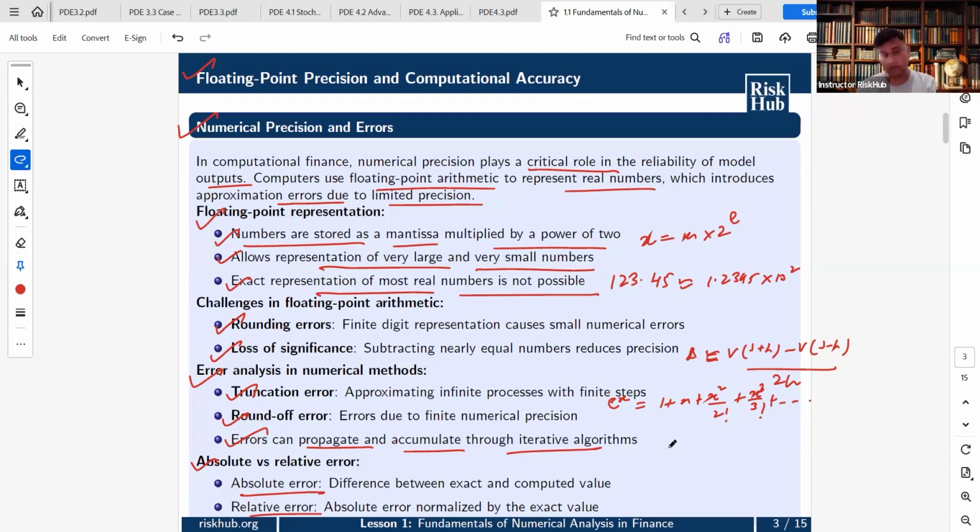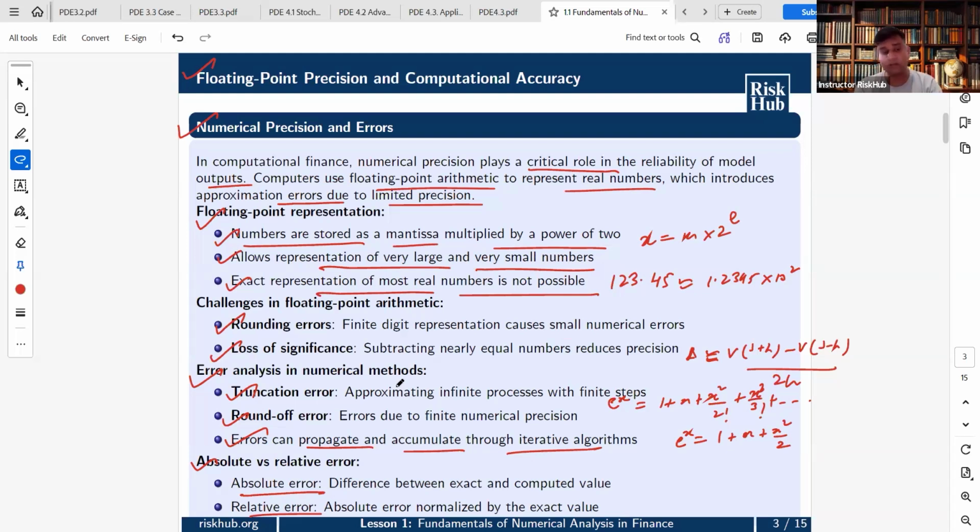So if you stop after 3 terms, let's say exponential x is equal to 1 plus x plus x square by 2. The missing terms create your truncation error. In option pricing, truncation error appears when we discretize time. Example, binomial trees: a continuous time stochastic process is approximated using finite steps, one time step, two time steps, three time steps. If you use 10 steps, the approximation is rough. If you use 1,000 steps, it becomes more accurate, right?